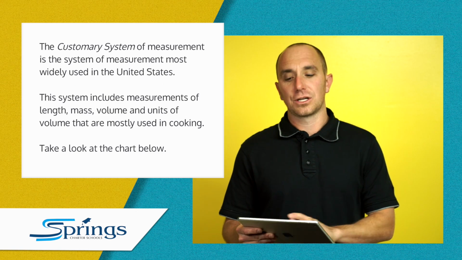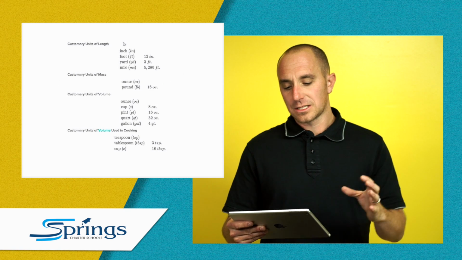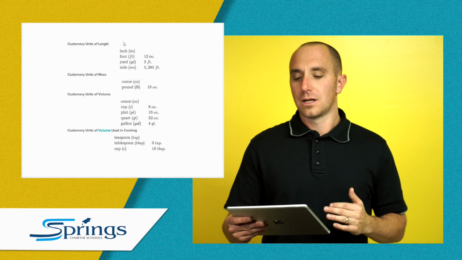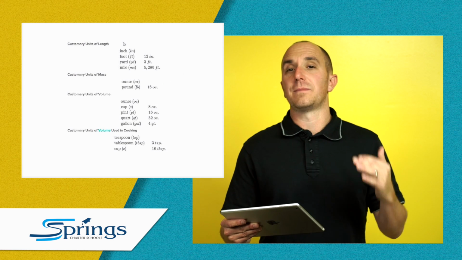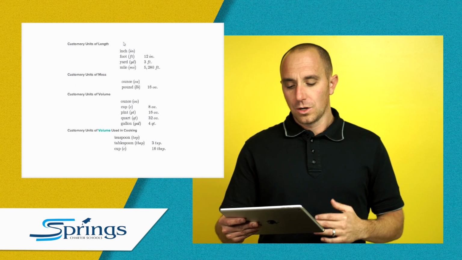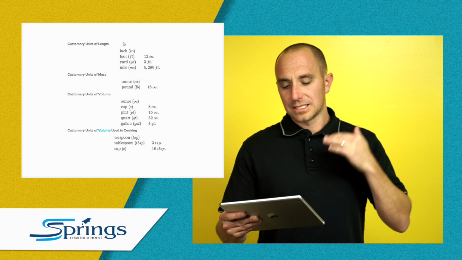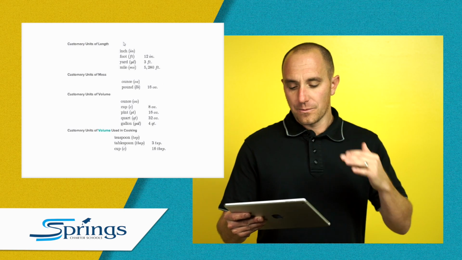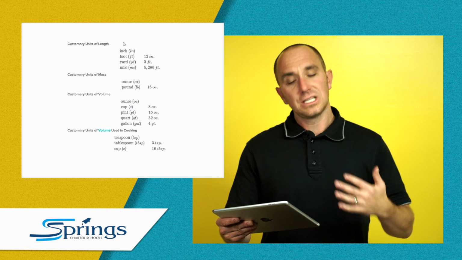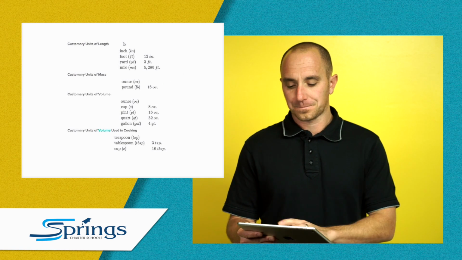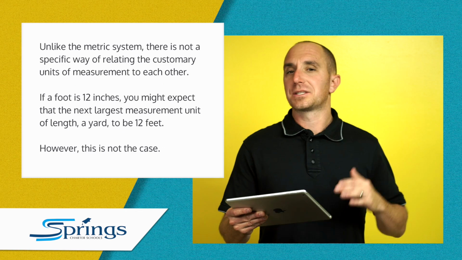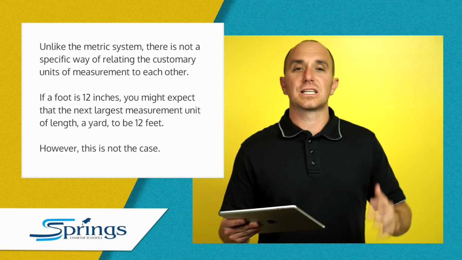All right, so let's take a look at a chart. We have our customary units of length, which are your inch, foot, yard, and mile. Then we have our customary units of mass, which are ounces and pounds. Then we have our volume, which is ounces, cups, pints, quarts, and gallons. And then we have our customary units of volume that are used in cooking, which are your teaspoon, your tablespoon, and your cup.